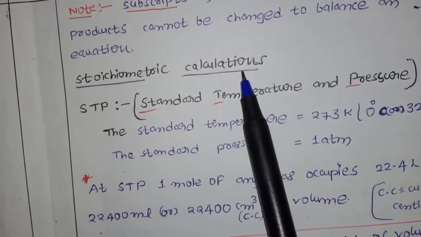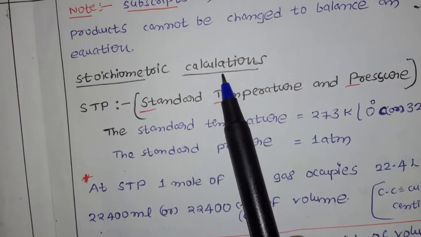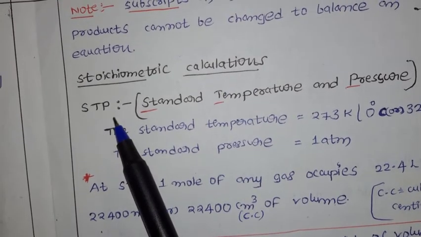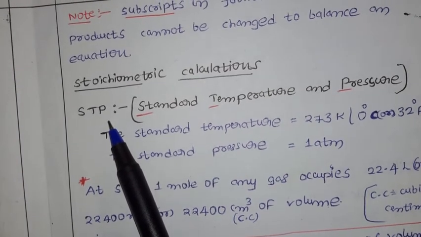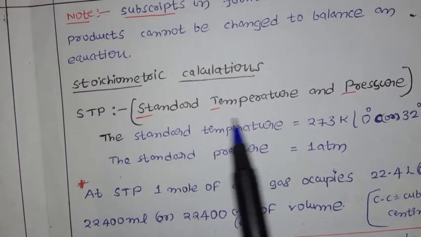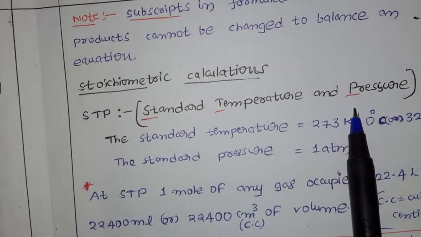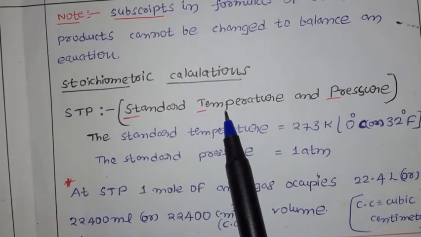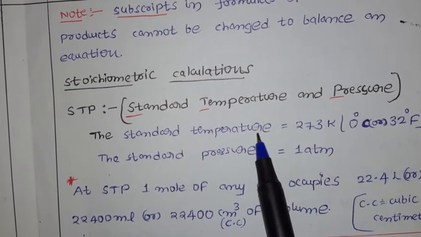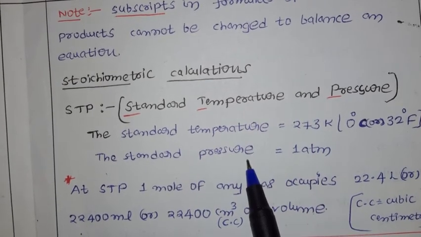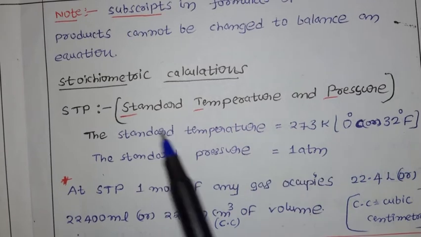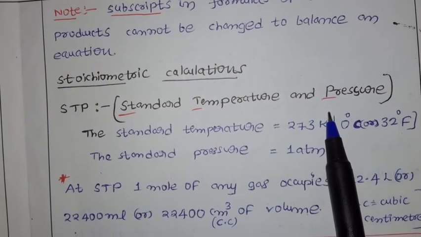Next we have the stoichiometric calculations. Before that we have a small topic. Let us discuss STP. This STP means what? We already discussed it in states of matter. STP means standard temperature and pressure. In that standard we have the temperature and pressure. Now what is the standard temperature? We have 273 kelvins, and what is the pressure? 1 atmosphere. These are the standard temperature and pressure.